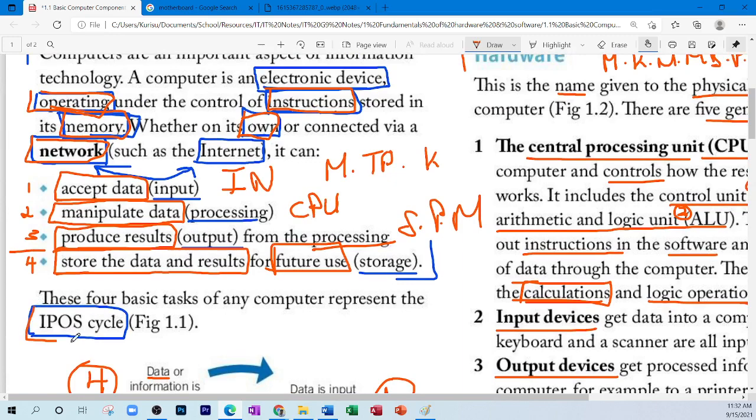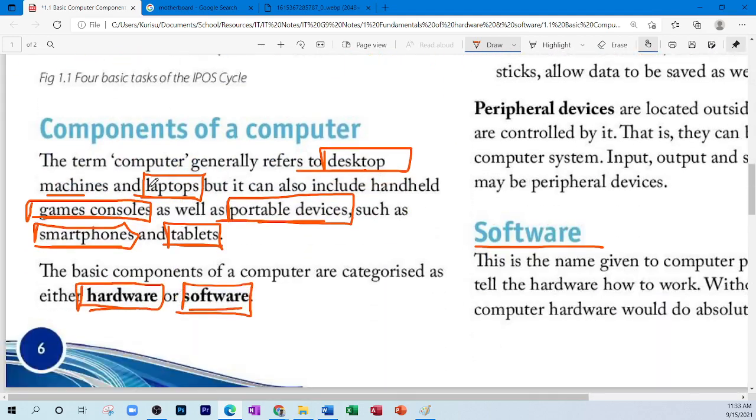Your computer functions by following a very important cycle, the IPOS cycle. I stands for input, getting data into the computer. P stands for processing, manipulating, changing, altering, or even calculating the data. O stands for output, producing results, getting data out of the computer. And S stands for storage, storing the information for future use. Then we looked at other examples of computers: game consoles, your smartphone, your tablet, that box on the traffic light. And lastly, we looked at the two main categories of a computer.